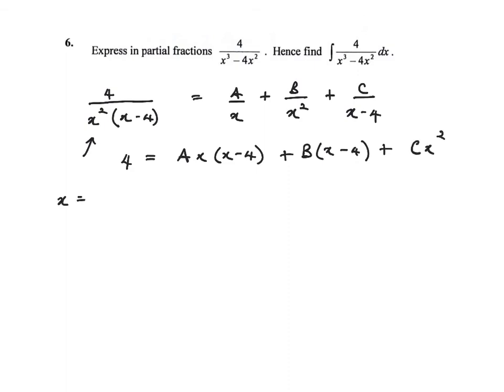Choose the value x equals 0. First and last term is 0, so it's minus 4B. B then is minus 1. And x equals 4. First and second terms are 0. And we have 16C. So C equals 1/4.